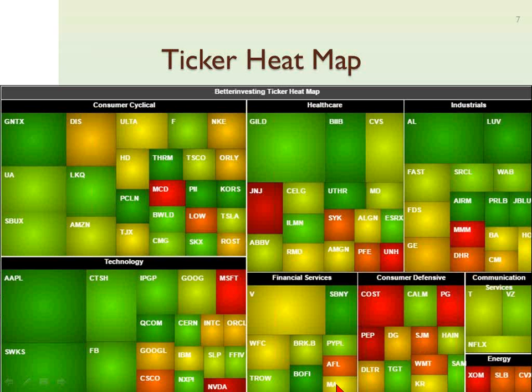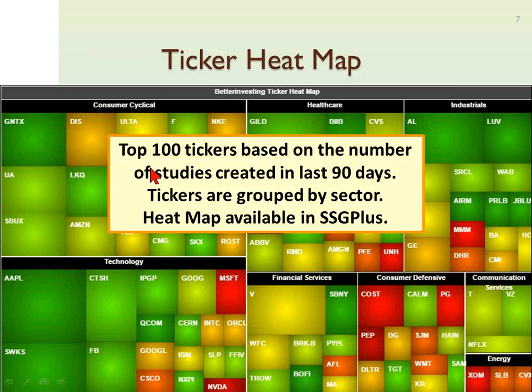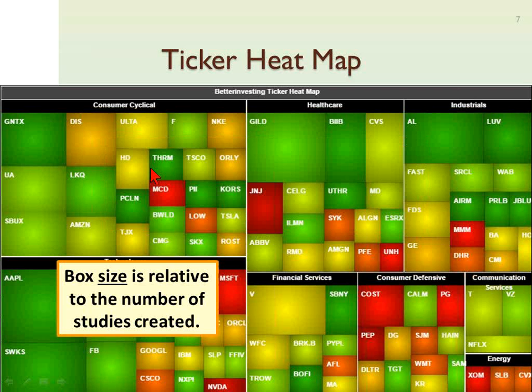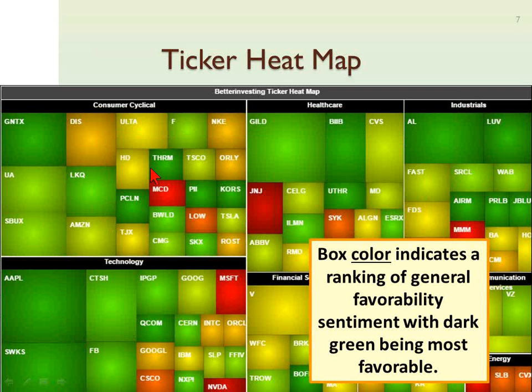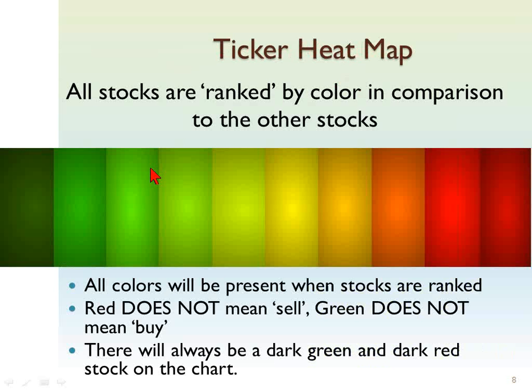And then we have colors. Colors are another visual representation of the potential favorability or investment return, with dark green being the most favorable. Let's talk about that. Box size is relative to the number of studies. We talked about that. Box color. Dark green is the most favorable. This is the way it works.